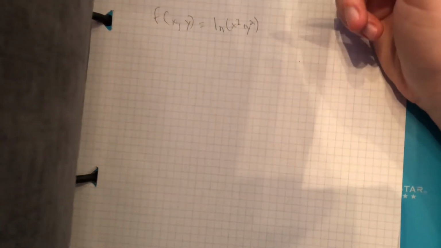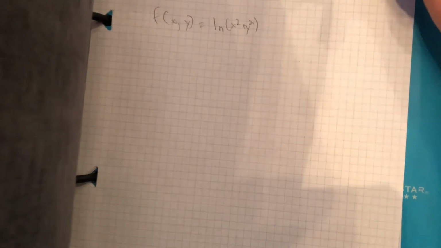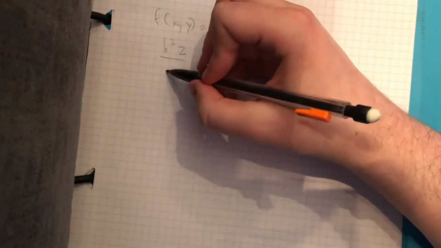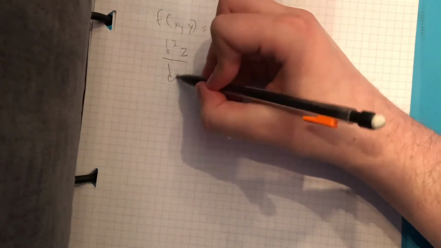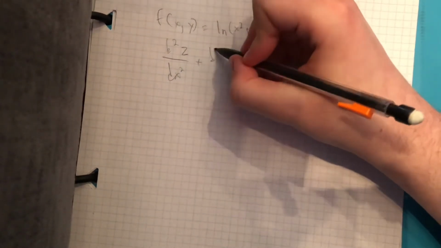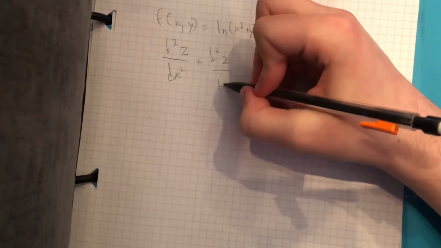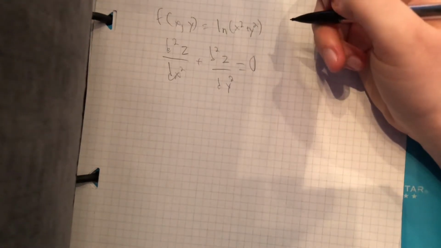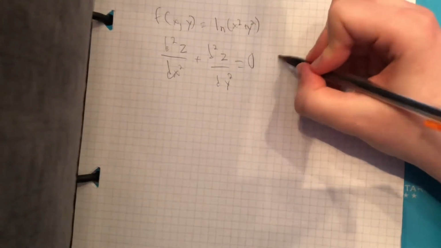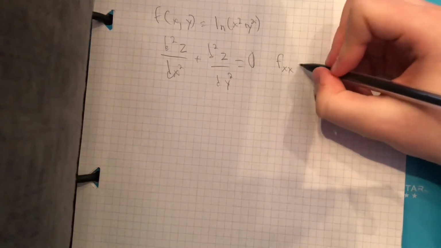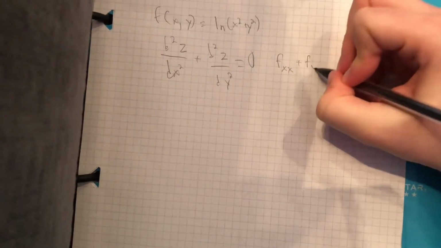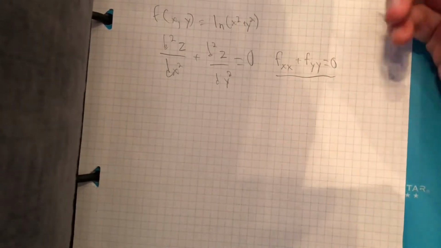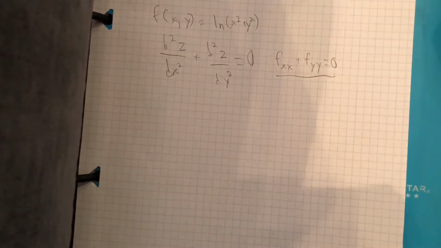We have to show that it fulfills the conditions of Laplace's equation, which is that d squared z over dx squared plus d squared z over dy squared equals 0, which is just another way of saying f sub xx plus f sub yy equals 0. And this is going to be the notation that I'm going to be using because I prefer it, but you can use either one for this.